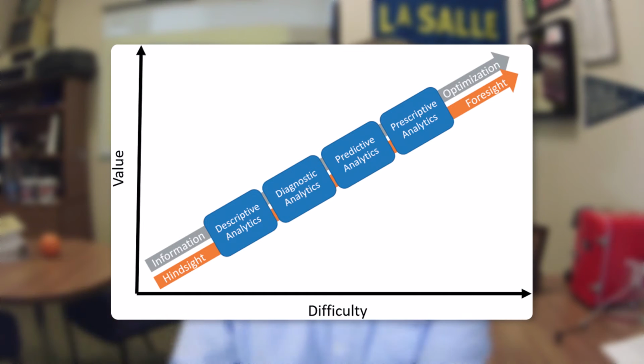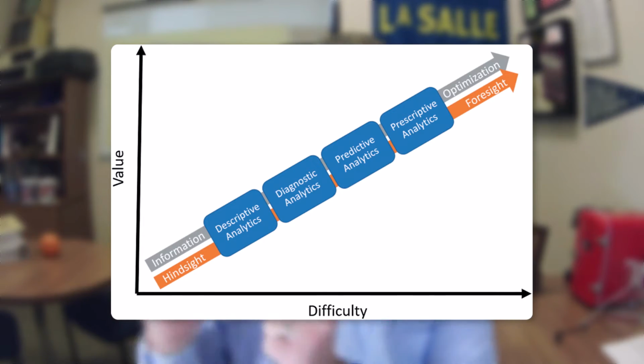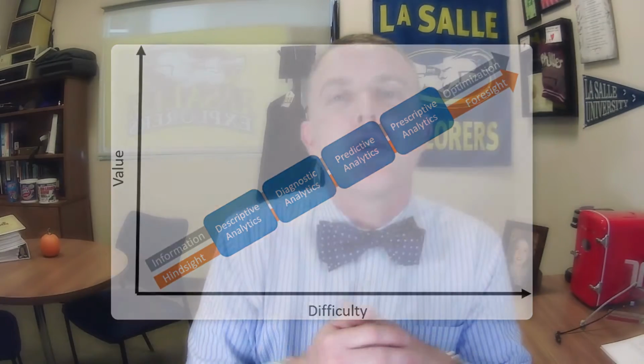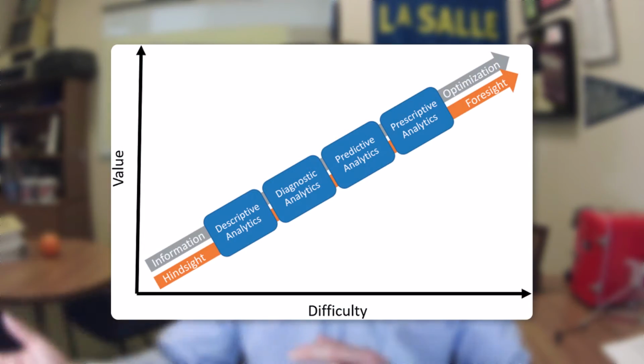If we want to move forward as a profession, we need to think about what will happen in the future, and given our best guess of what will happen in the future, what should we do about it now? So the third and the fourth types of analytics here are predictive analytics and prescriptive analytics.